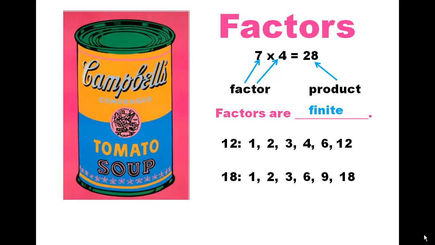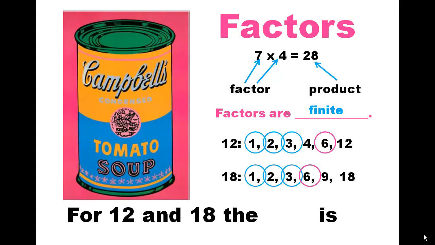So here are the factors of 12 and 18. The next thing we're going to do is look for the numbers that those two lists have in common. They have the 1s, the 2s, the 3s, and the 6s. The biggest one that they have in common is the 6. So for 12 and 18, the greatest common factor is 6.